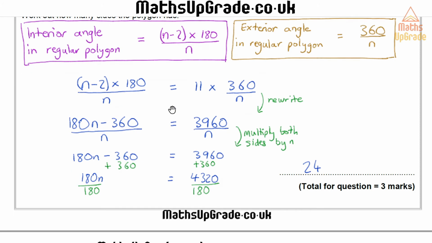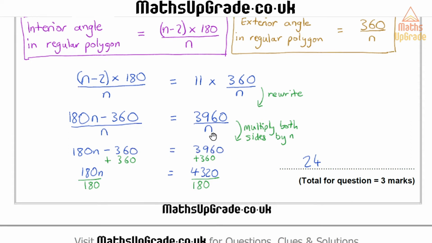Now, if I then rewrite this, I'm going to rewrite this by simply doing 11 times 360, which gives me 3,960. And I'm going to expand this bracket here. That gives me 180n minus 360 divided by n. Now, because both sides of this equation have got a denominator of n, I can just simply cancel n on both sides. In other words, I can multiply both sides of this equation by n to give 180n minus 360 equals 3,960. So the n's just cancel each other out.